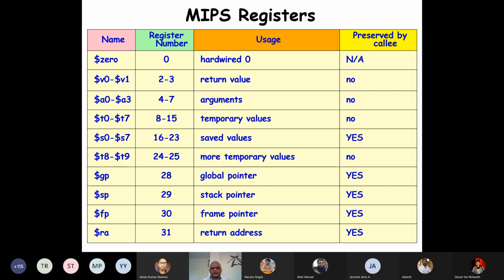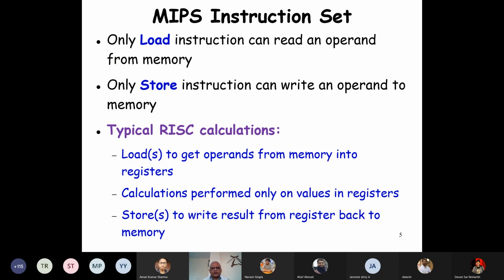And we will see the global pointer, stack pointer, and frame pointer as we proceed. Let's not discuss these now. These are special registers. In today's class, we will use the T temporary registers and the saved registers. We are not going to write a subroutine today. Now let's look at the instruction set.